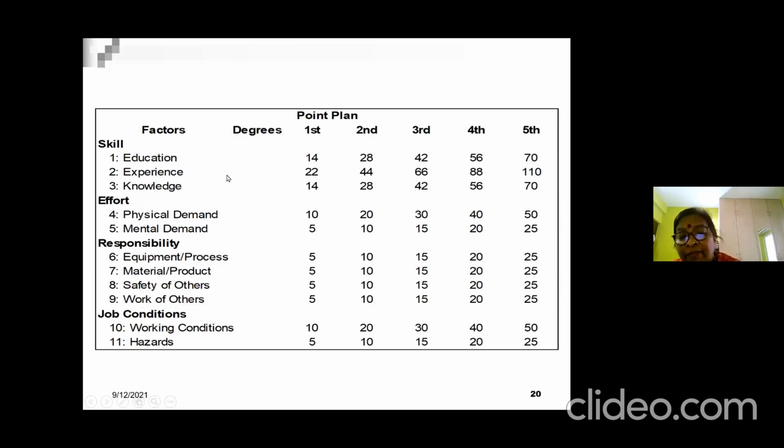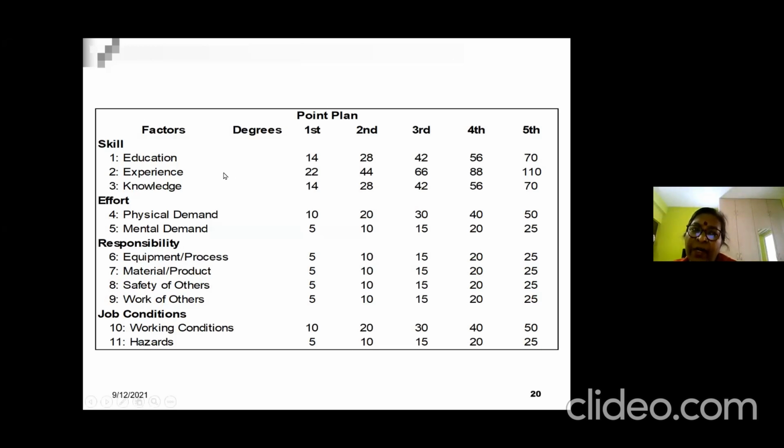Now the grading method and the point method are similar in identifying compensable factors. The next thing you have to do is find out how many degrees or how many levels or how many factors I will actually create. Now you may wonder, what is this factor? What is this degree?